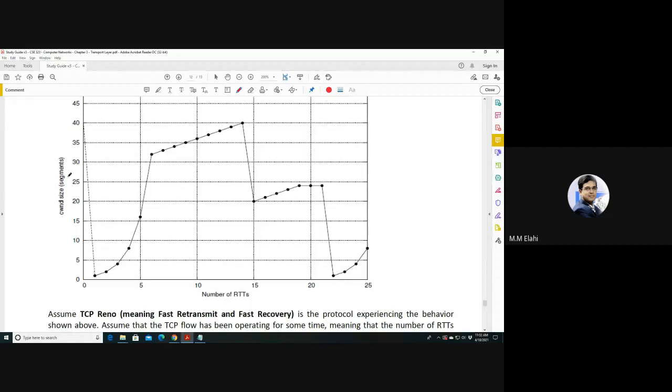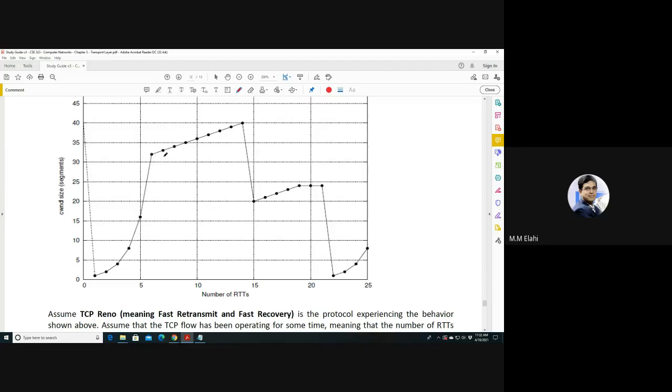1 MSS is actually the number of segments. 1 MSS means 1 segment, 2 MSS means 2 segments. In slow start, we know it increases exponentially. So at RTT 2, it is 2. At RTT 3, it is 4. At RTT 4, it is 8. Then 16, then 32, right? And you can see the initial threshold is set to 32.